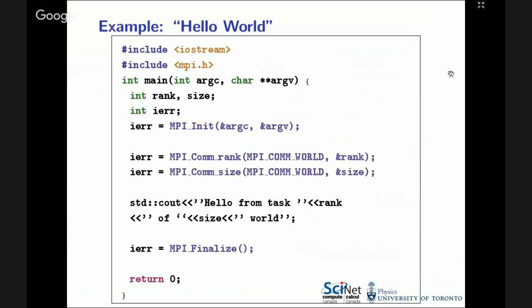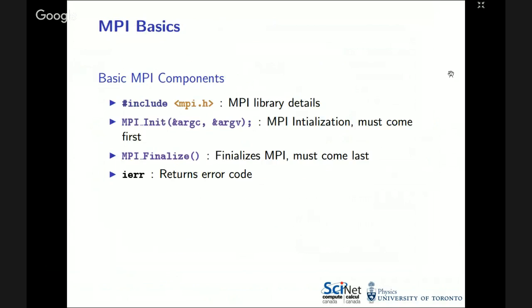Okay, so this is back to our hello world. We've got our init, we've got our finalize, we've got our rank and our size. But right now, we're not doing any communication, right? All we're doing is setting up a framework for us to send messages, but we're not actually doing any message passing. These are just independent tasks.